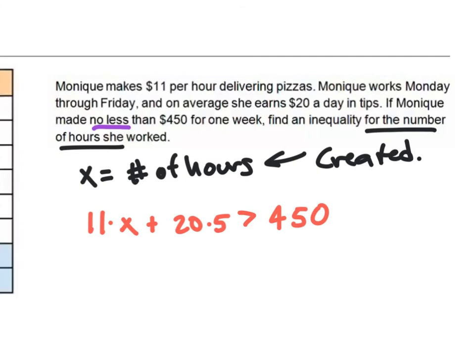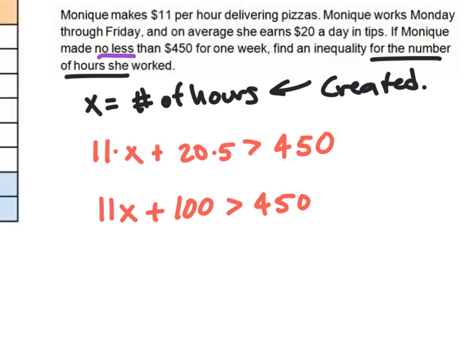Now, all right, so we have this equation, and that's the hard part, coming up with this. We had to create that. So we got 11x plus 100 is greater than 450. So then let's go ahead and subtract 100 from both sides.